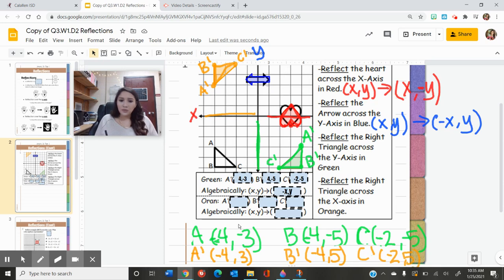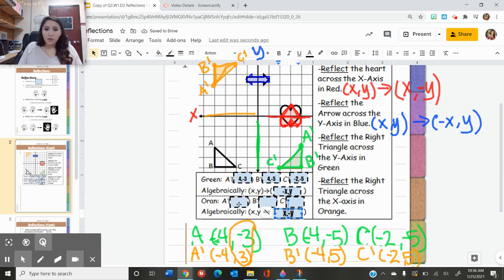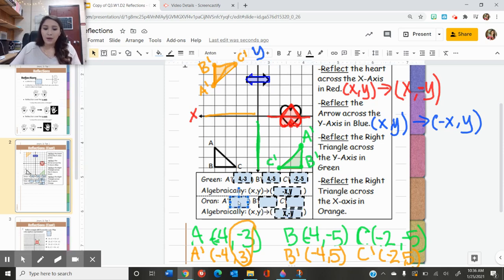Now, looking here, I see that my x values stay the same, but my y values change. And again, that applies to the rule. The rule said that if you're reflecting across the x-axis, your x value stays the same, but your y changes. And we represent that change with the negative sign. So here our algebraic representation would be x comma negative y. And I'm going to type in A prime, B prime, and C prime very quickly. So we have negative 4, 3, we have negative 4, 5, and we have negative 2, 5.